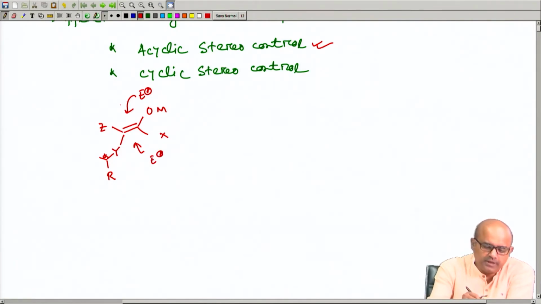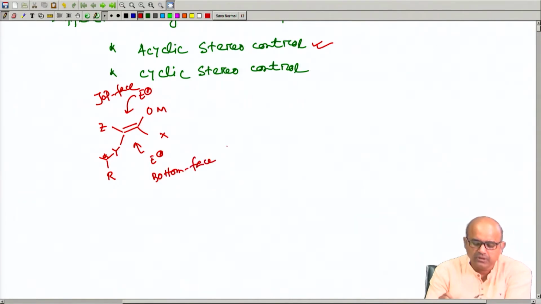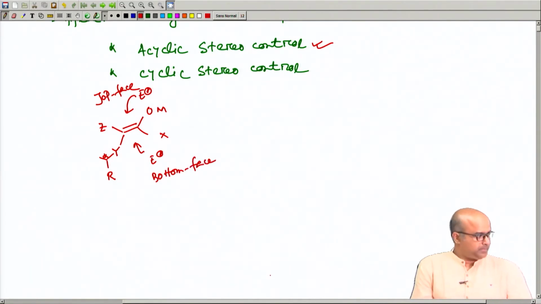Now, it could be approaching from the top face, which we can call the beta face, top face, or you can call it the bottom face or the below face. So, these things will be mainly dictated by the pre-existing stereocenter. Now, this is a pure case of acyclic stereocontrol.